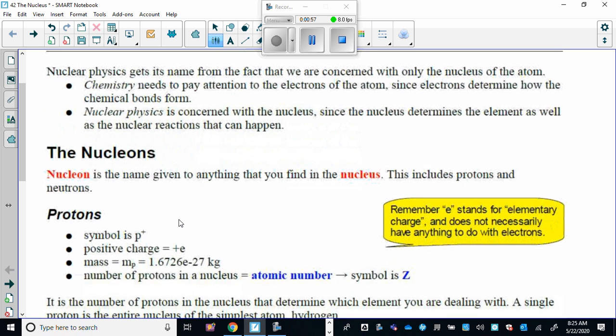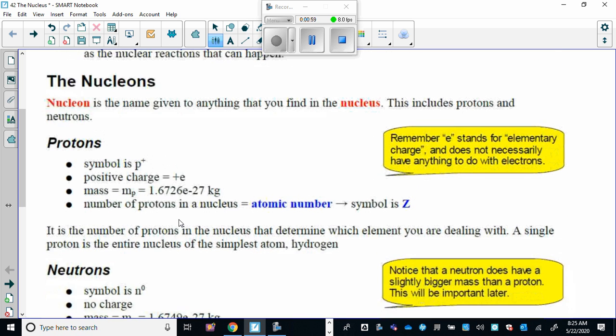And here we go, the nucleus. The first term that you should know is nucleon. The nucleon is the name given to anything that you find in the nucleus. So it's essentially protons and neutrons. A proton is a nucleon. A neutron is a nucleon. Anything that's in the nucleus is called a nucleon.